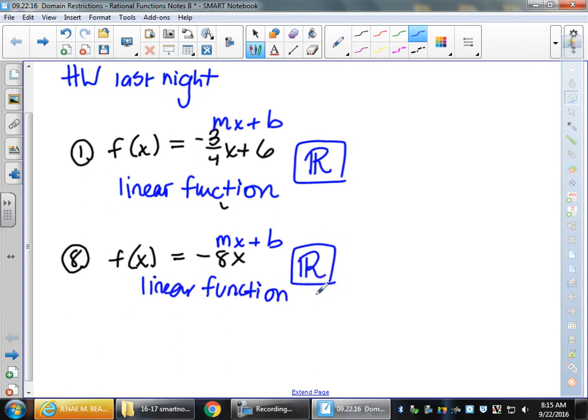What else would we like to talk about? Number 2. What kind of function is number 2? Starts with a Q. Quadratic. All real numbers. Number 4. So 2 and 4 are both quadratic, all real numbers. How did number 5 go? You want to talk about 5?